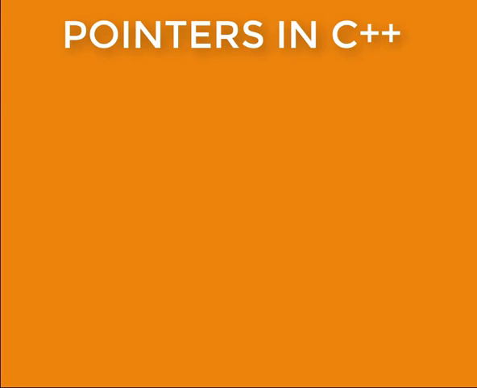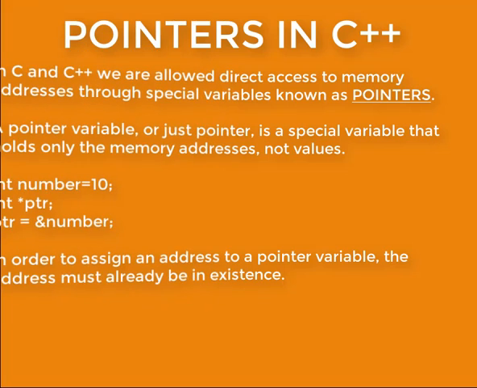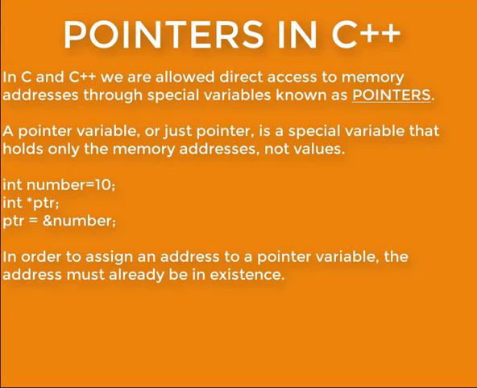Let's learn about pointers. In C and C++, we are allowed special access to memory, direct access to memory, through special variables known as pointers. So a pointer variable, or just pointer, is a special variable that holds only the memory addresses and not the values.